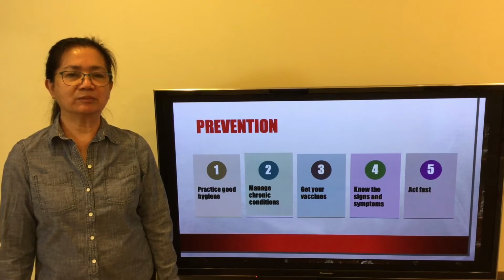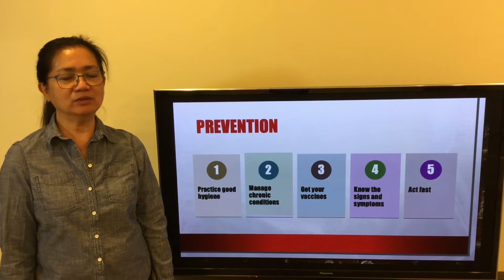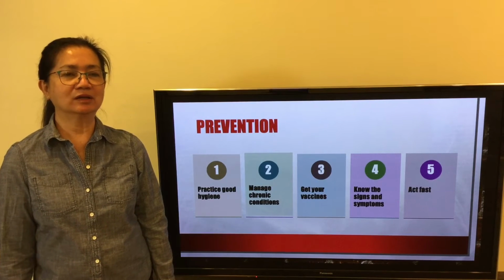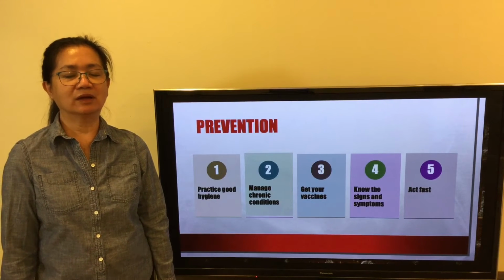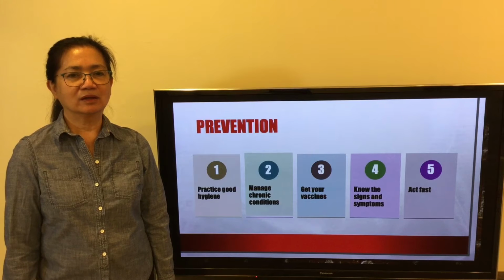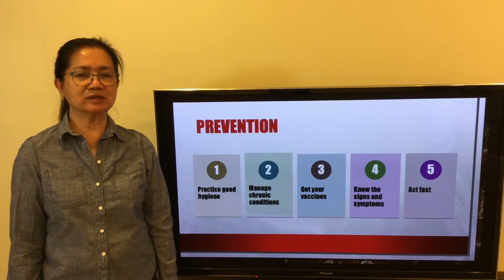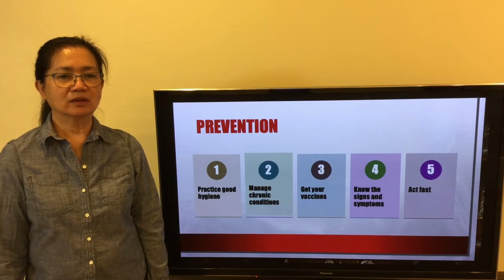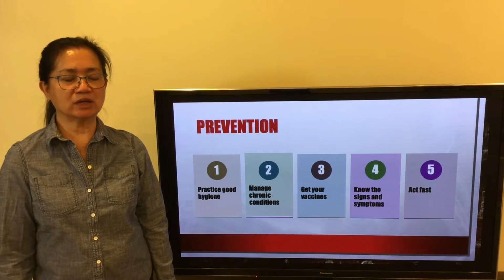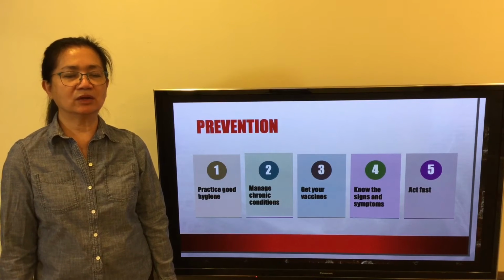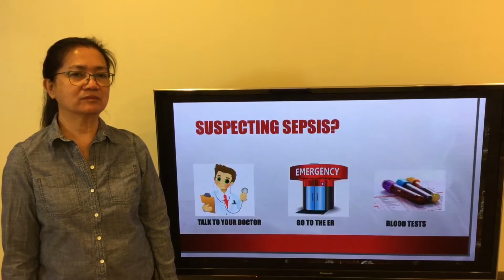Number 3, we can prevent sepsis by getting vaccines such as the pneumonia vaccine to help prevent pneumonia, flu vaccines to help prevent the flu, and also now we have the COVID vaccine. Number 4, we can prevent sepsis by knowing the signs and symptoms of sepsis, so that when you or your loved one is sick and you're showing signs and symptoms of sepsis, then you would know what to do. And number 5, you need to act fast.